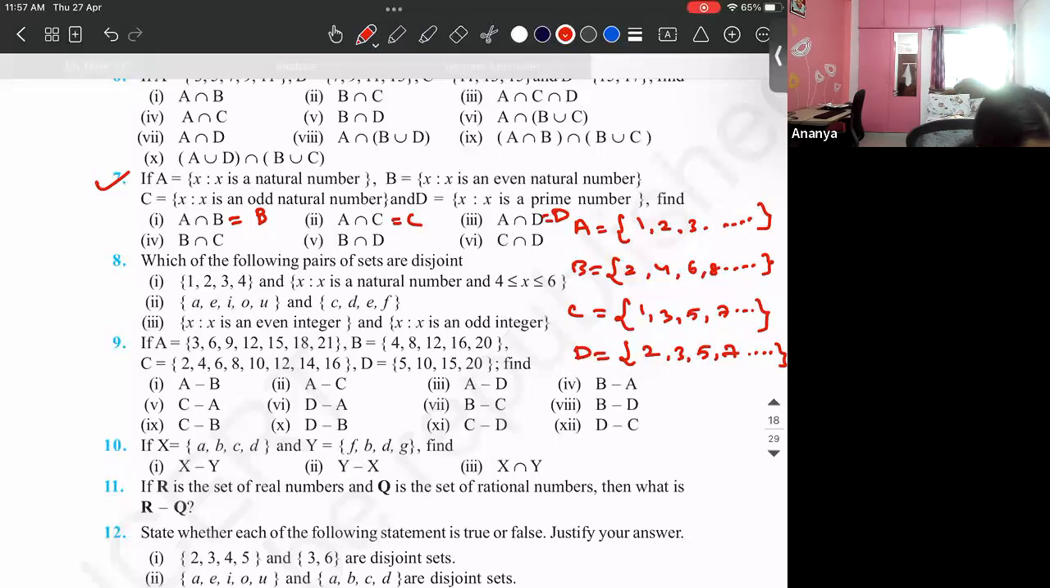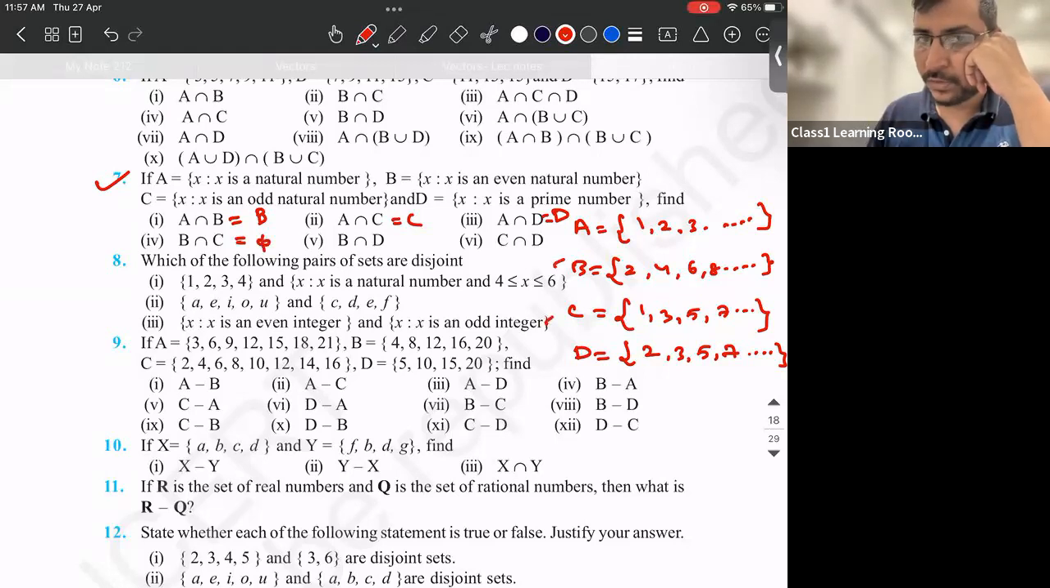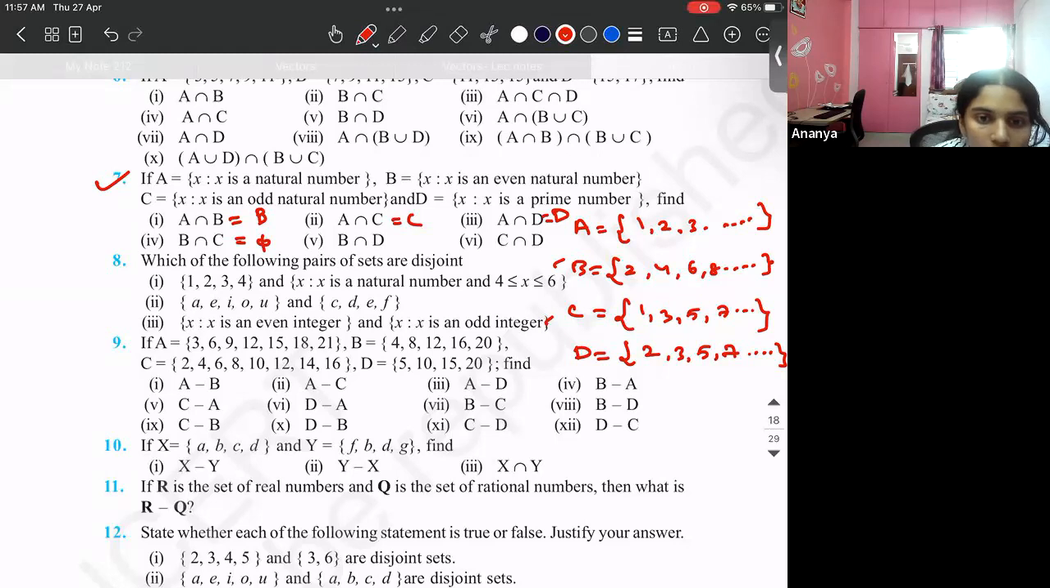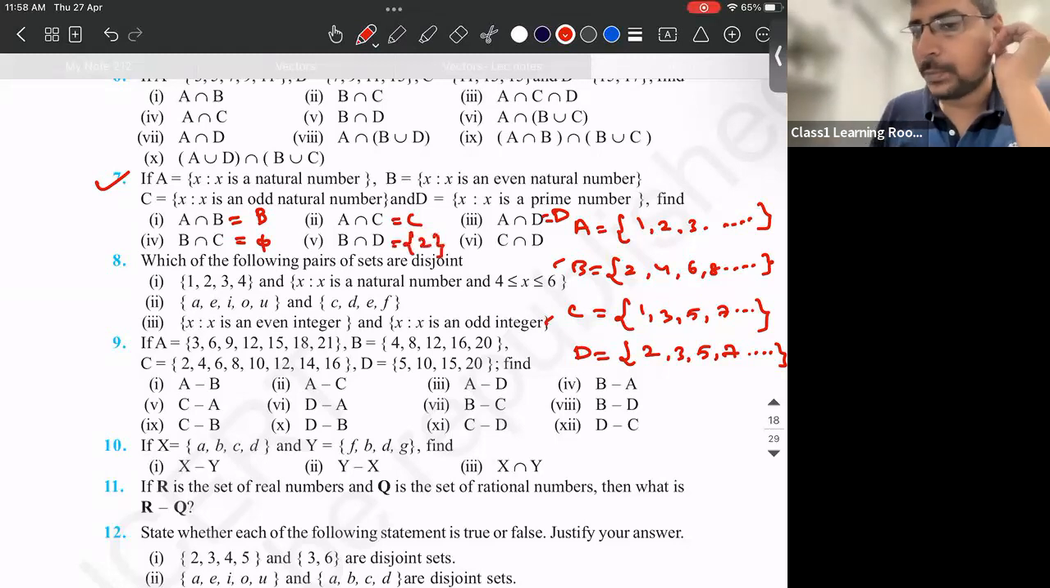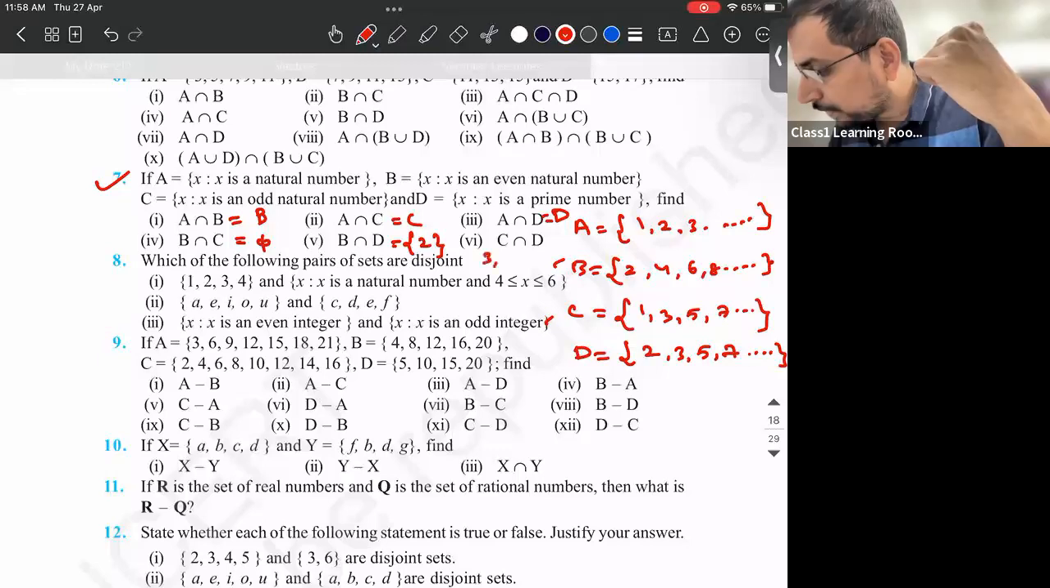Now, Ananya, you tell me. B intersection C is null set. Yes, because here it is even, here it is odd. You will not have any numbers in common. What about B intersection D? B intersection D is 2. It's going to be only 2 because everything else is going to be an odd number. But C intersection D is 3, 5, 7, 11, and so on.